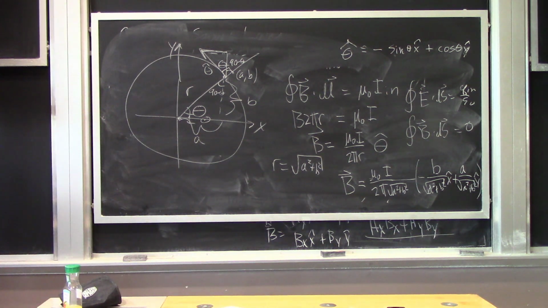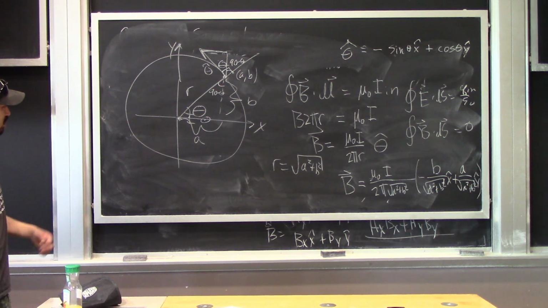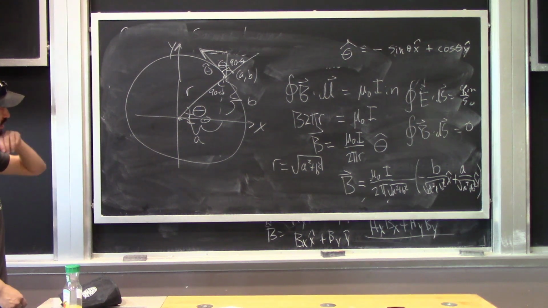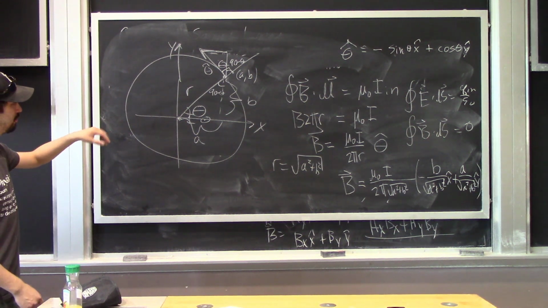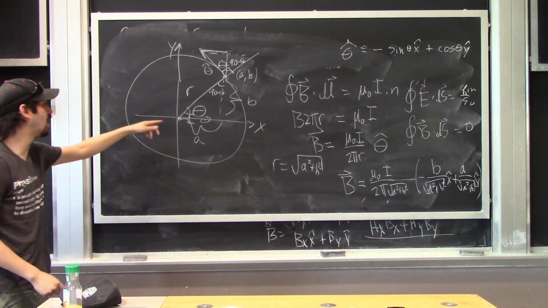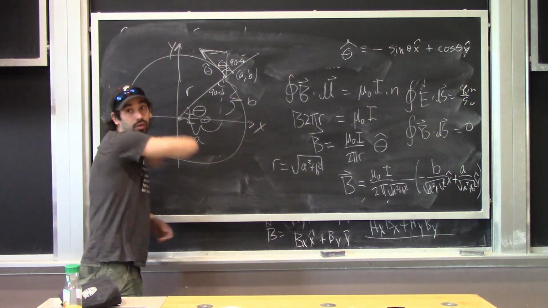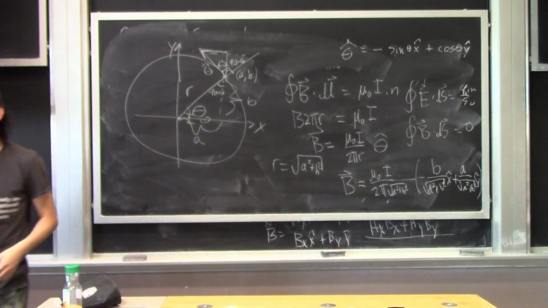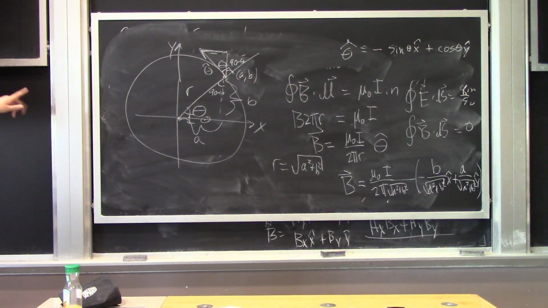Okay. Yeah? If B was pointing into the page, would theta hat be like the opposite? If B was pointing into the page, this would be strange. So if B was pointing into the page, it wouldn't be into the page everywhere. So what I would have to do is, if I was pointing into the page, then this would go the other way. So theta hat would be negative? Would be sine in the x? Yeah.